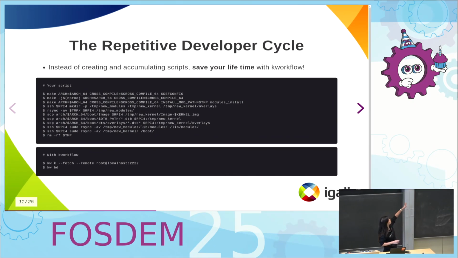That is more or less an example of a typical script that you can have. Probably many of you have this kind of script. This is for Raspberry Pi 4. And this is everything that I need to create a script or memorize, to just install and deploy a kernel on a target machine, so cross-compiling and things like that. And with Kworkflow, I just need to remember two commands.